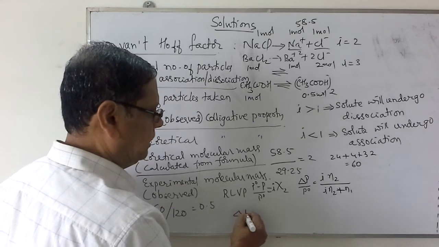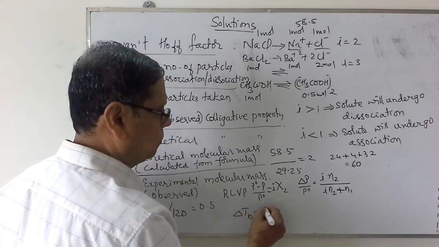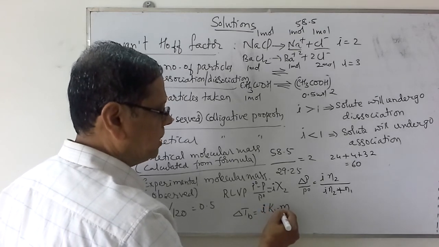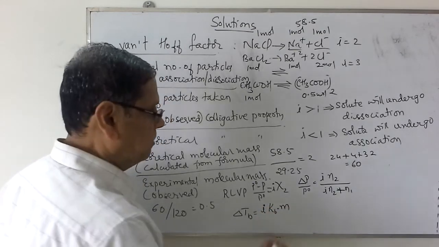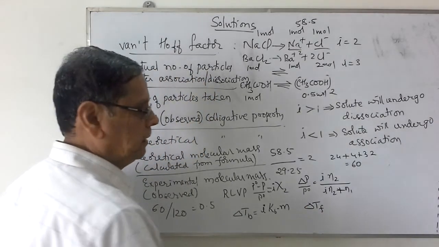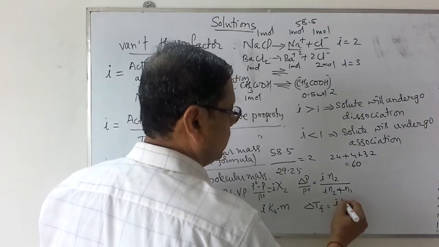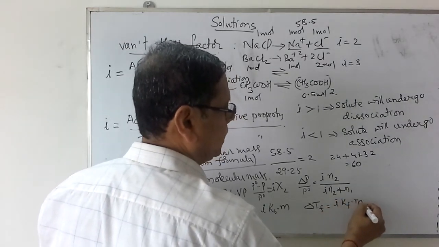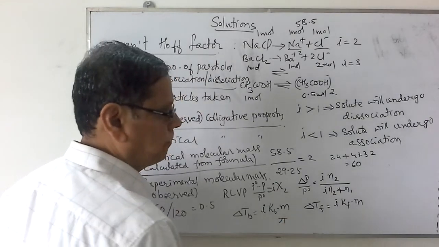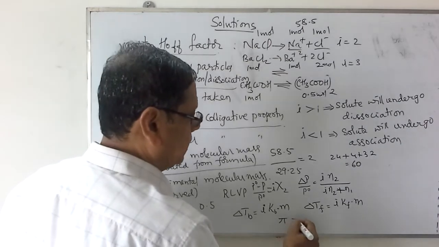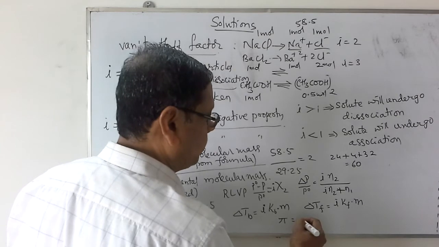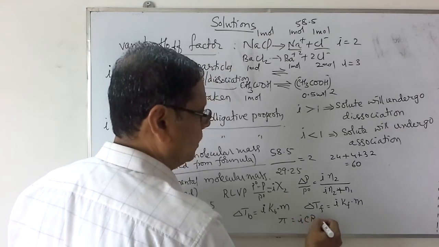Similarly, we can write delta Tb, the elevation in boiling point, is equal to i into Kb into molality of the solution. Similarly, delta Tf, the depression in freezing point, is equal to i into Kf into molality of the solution. The osmotic pressure pi is normally equal to C2RT or CRT. Therefore, we can write this as iCRT.